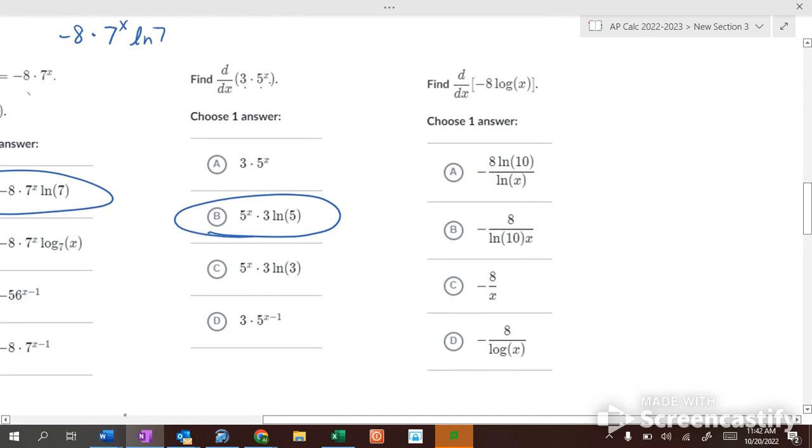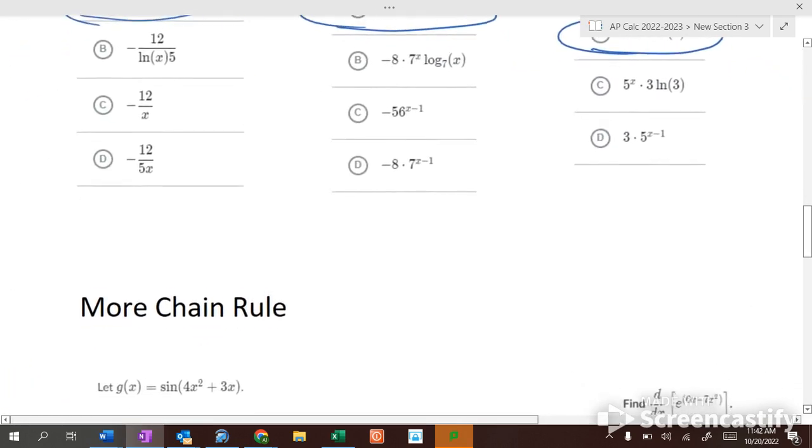Negative 8 log of x. What's your base on log if there's not a base written down? 10. So negative 8 is out front, so that's up top. On the bottom, it's the natural log of 10, and then times x. So it's choice B. Okay?